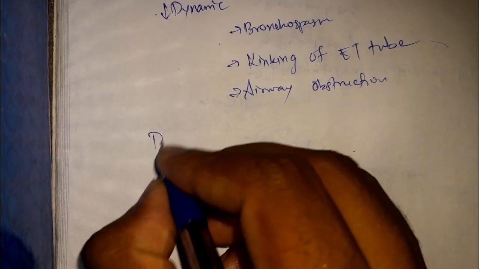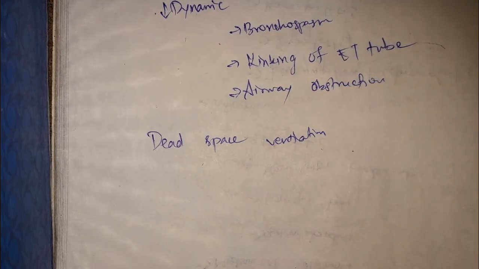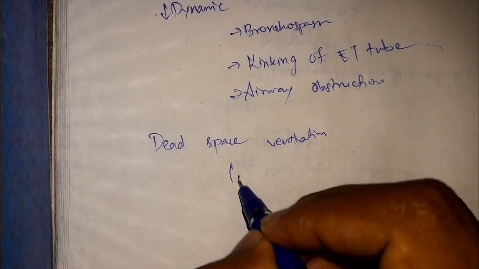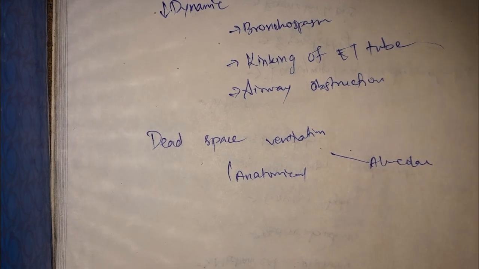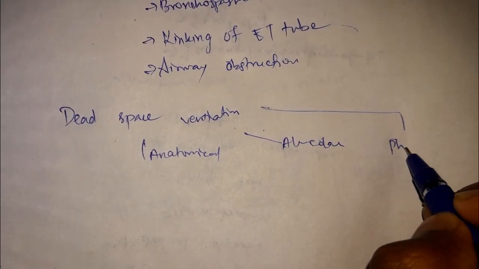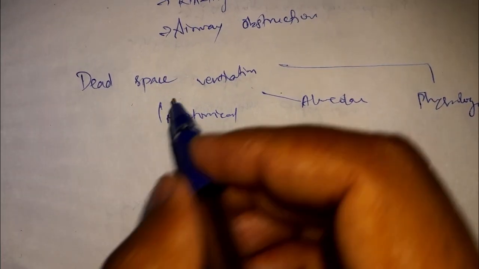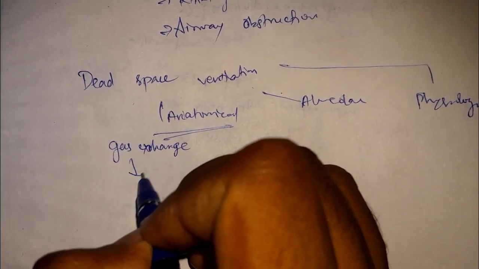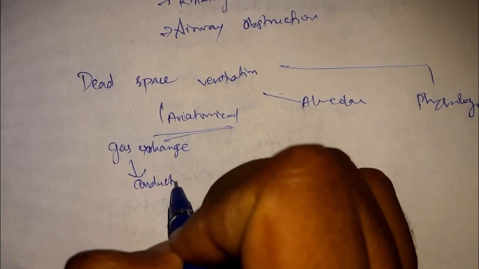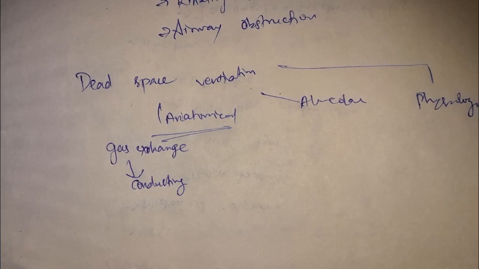Another thing we are going to talk about is dead space ventilation. We have three types of dead space: anatomical, alveolar and physiological. Let's discuss the anatomical dead space first. Anatomical means gas exchange is not happening, but there is a passage, conducting is happening. So anatomically it conducts the air, but it does not exchange the gas.